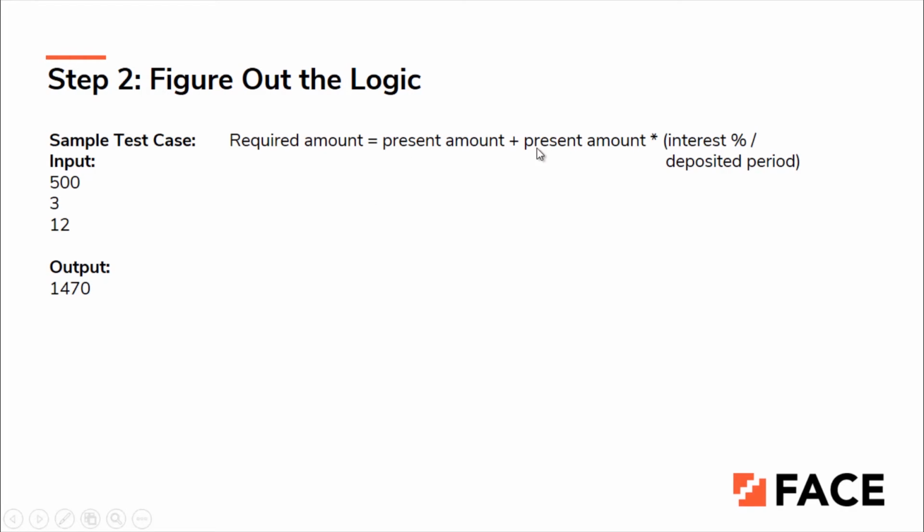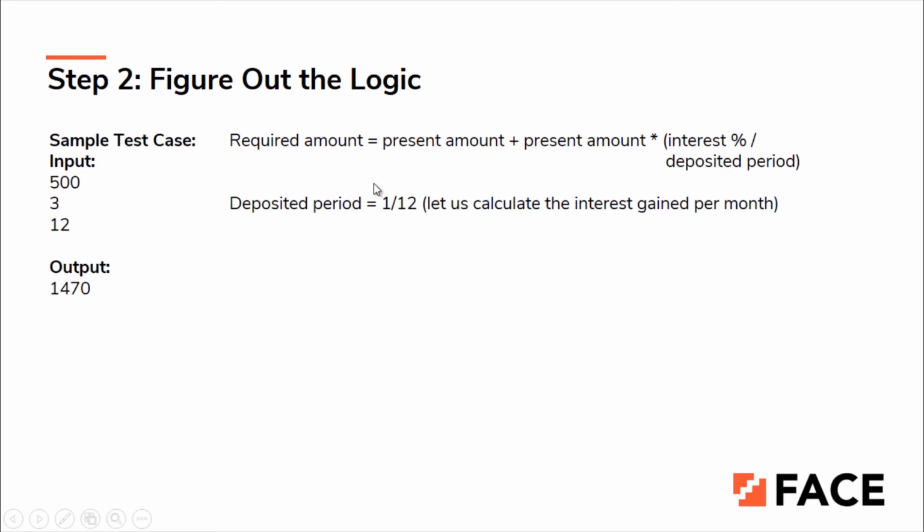We don't know that 1470 is present initially. So, 1470 plus 1470 with the 12% rate of interest would be there for the first month, isn't it? So, from here you will have to try to calculate the present amount. So, how would you do that?